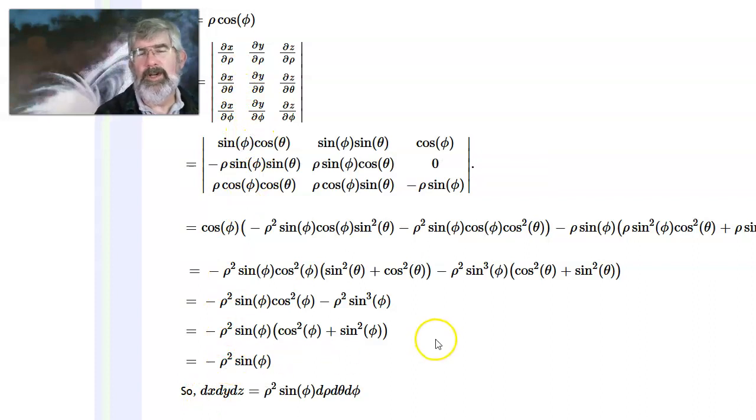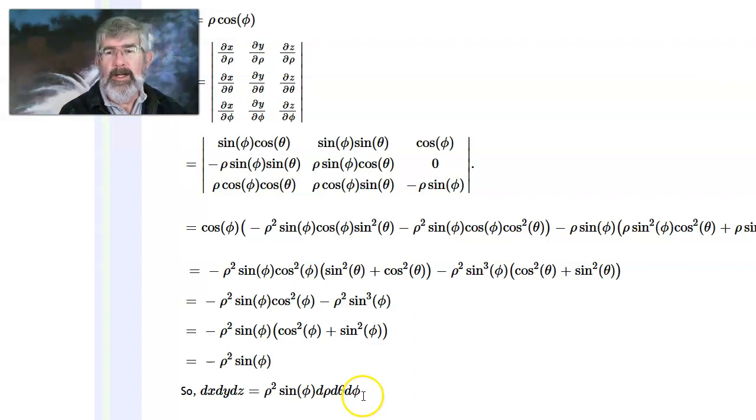Okay, so I'm just going to throw an absolute value around that and say that the dV, which in rectangular coordinates is dx dy dz, is equal to dV in spherical coordinates of rho squared sine phi d rho d theta d phi. So those area elements or volume elements that we introduced for these three change of variables were precisely the Jacobian of the transformation from one coordinate system to the other.